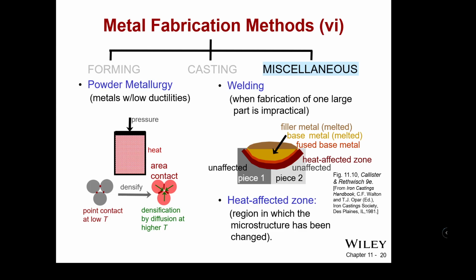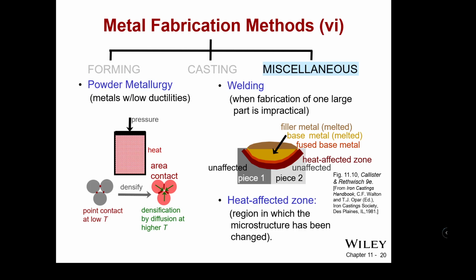There's also welding for the fabrication methods. This is another one you guys are going to do in practice in one of the labs, where you're going to work on putting two pieces of metal together with the amazing glue that is welding. So you have a filler metal, you have the base metal that melts, you have the fused base metal, and you have the heat affected zone around that. The heat affected zone is a region where that microstructure has been altered because of the changes in temperature.